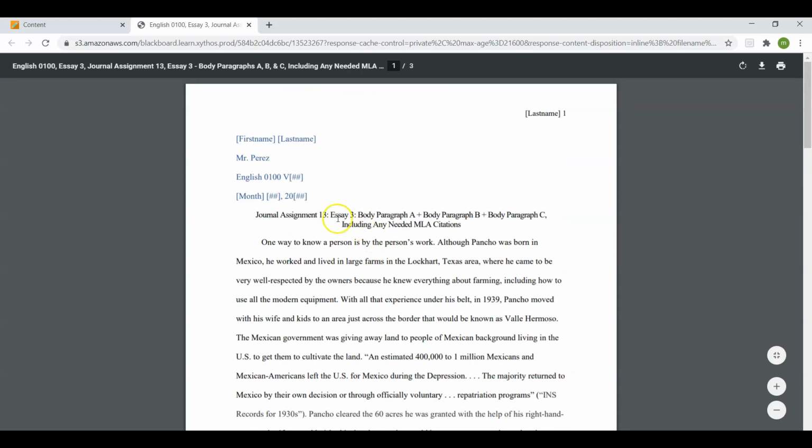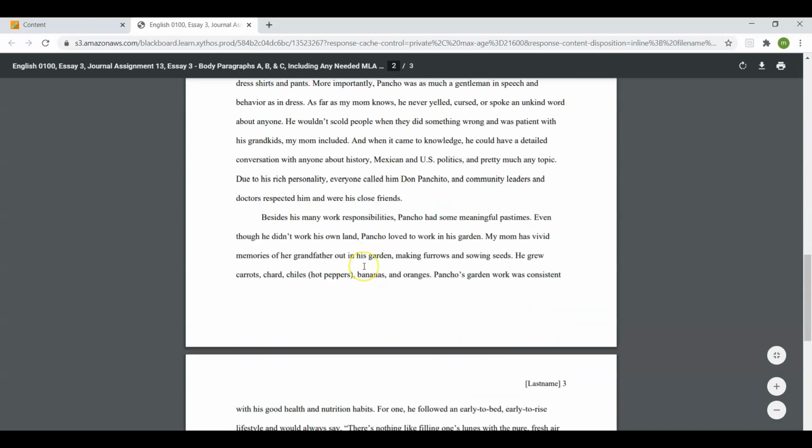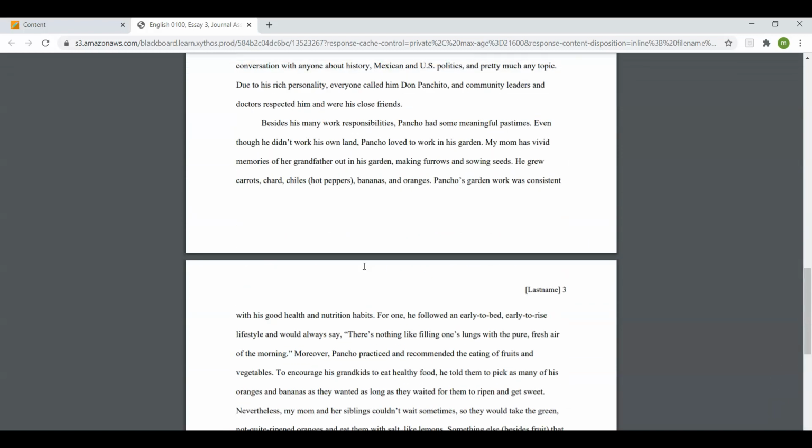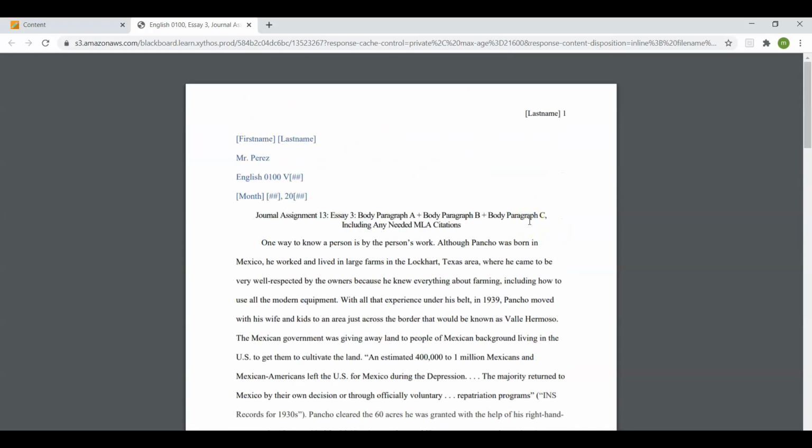As you see, this is the journal. Journal assignment 13 has body paragraph A, body paragraph B, and body paragraph C. So this is body paragraph A, B, and C. And it's what I will be explaining today. Notice that there isn't an introduction or a conclusion, because I'm not asking you to turn in the introduction as a journal or the conclusion as a journal.